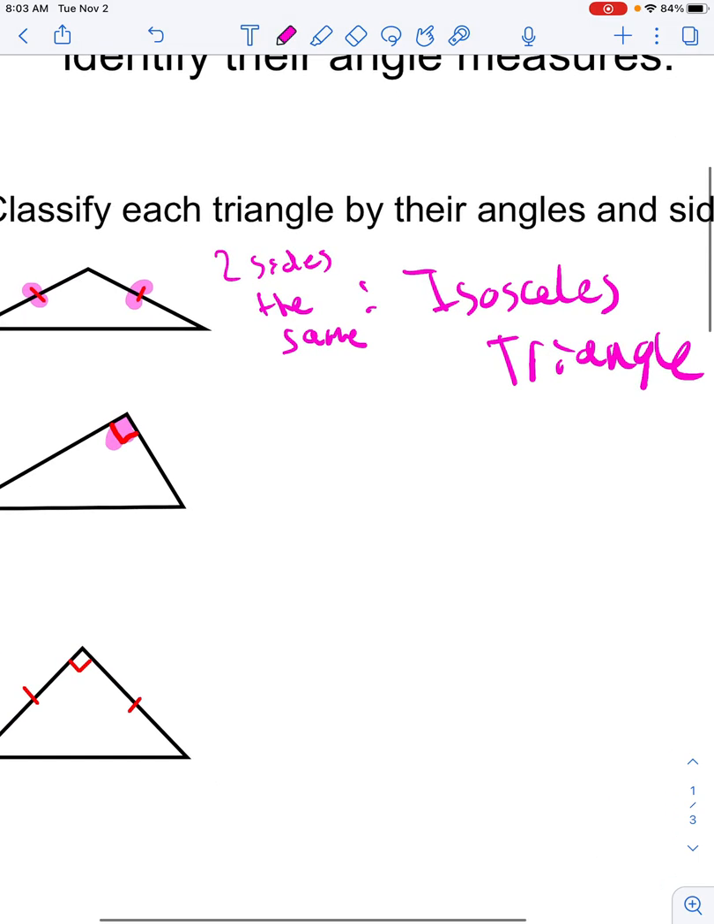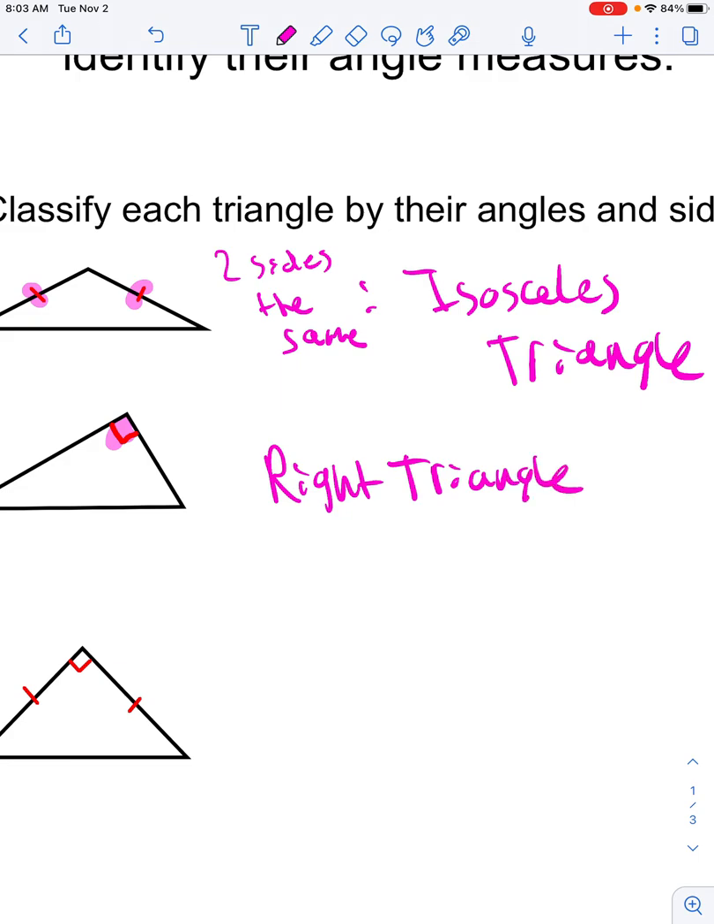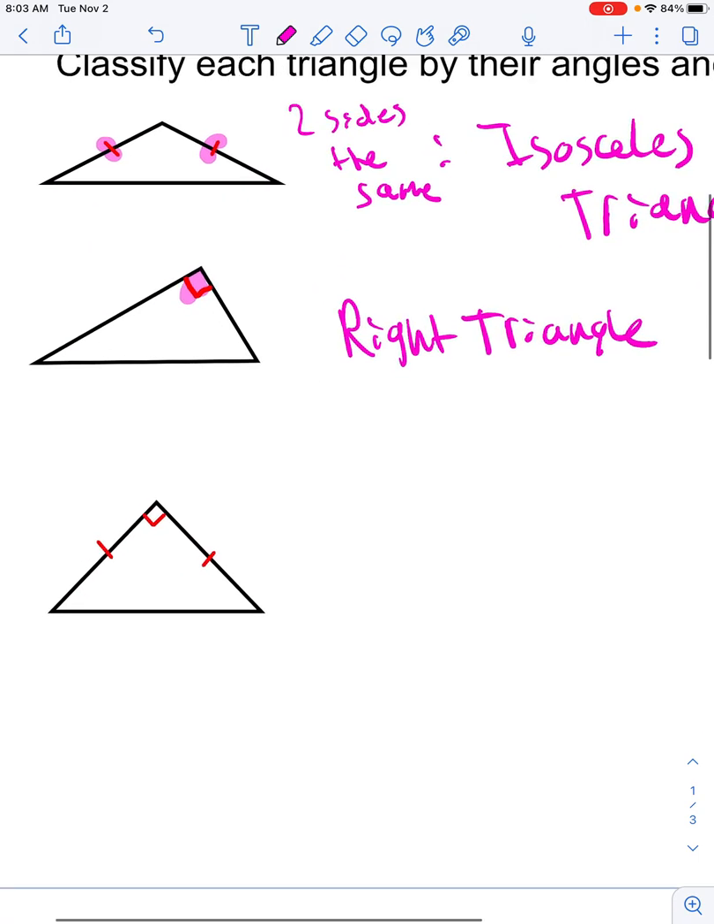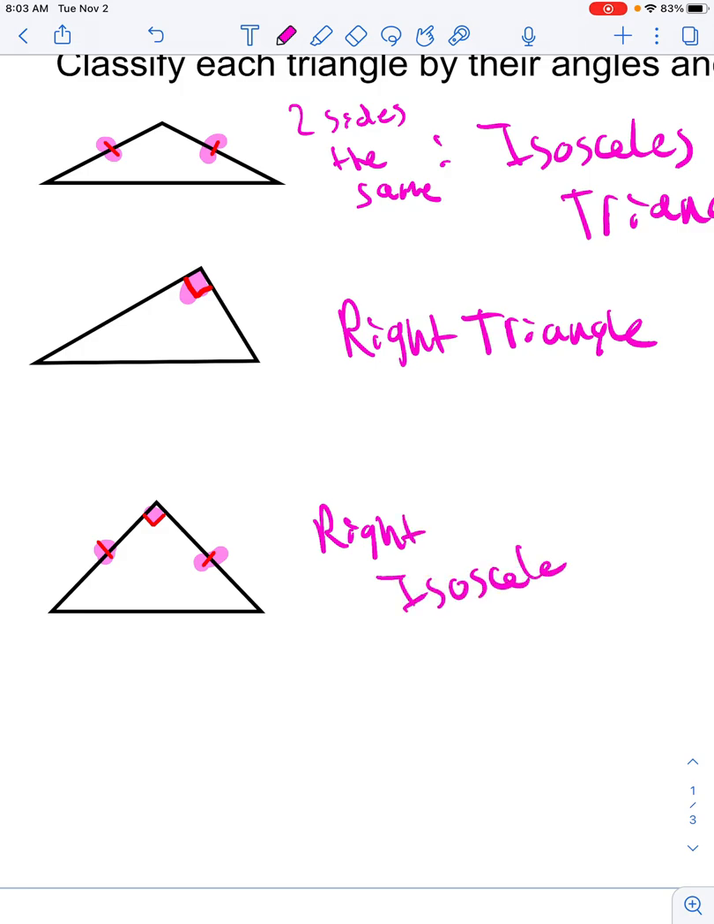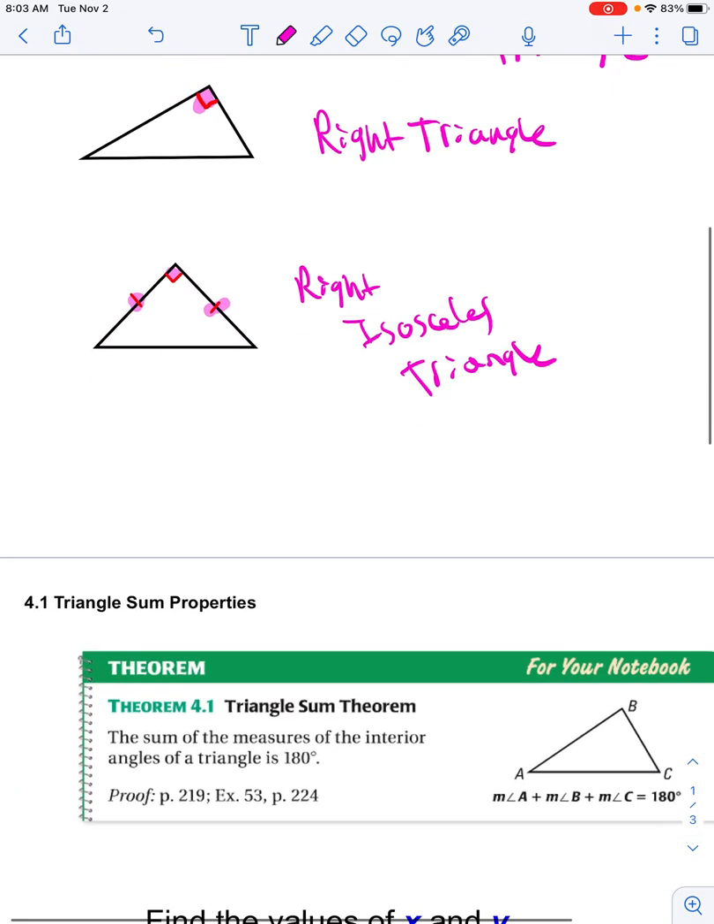When we have this box, that tells us it's a right angle and 90 degrees, so we are going to call this a right triangle. We will do a bunch of stuff with right triangles this year. We like right triangles. And here we've got the congruence marks. We also have the box. So we are going to describe this as a right isosceles triangle. Trying to combine the two.